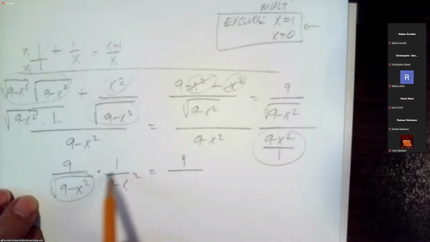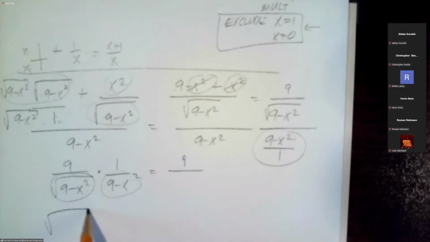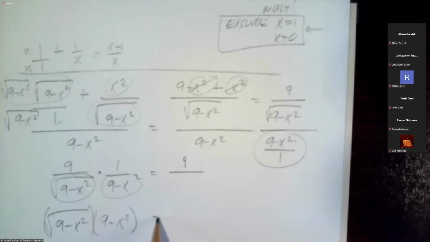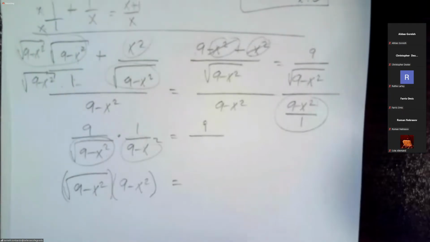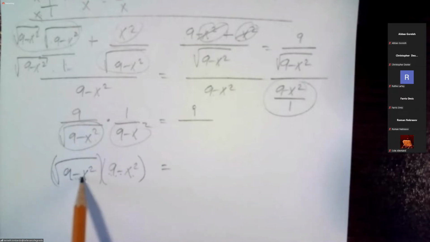So now I get 9 over. Now when I combine root 9 minus x squared times 9 minus x squared, what am I going to get when I do that? That's an interesting problem, isn't it? Separate problem. Root 9 minus x squared times 9 minus x squared. What do we get there? And how do we work with that? We have a radical and a non-radical. Is there a way to combine those? Is there a way to multiply those?